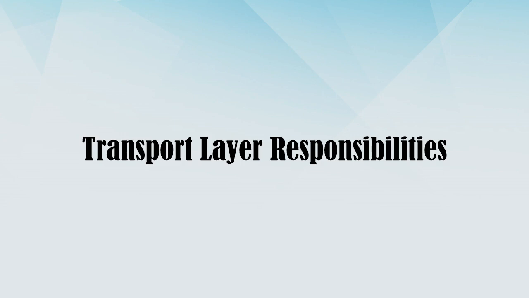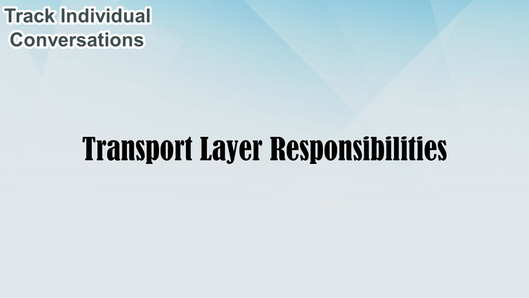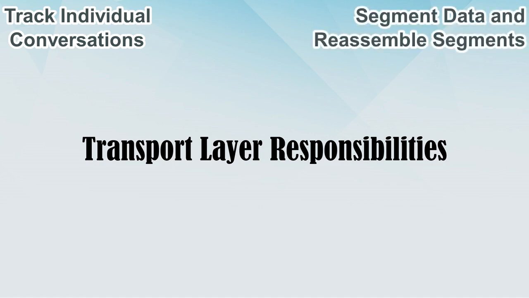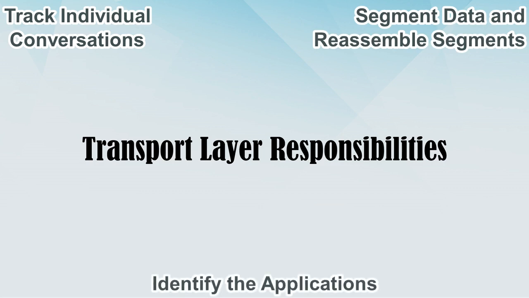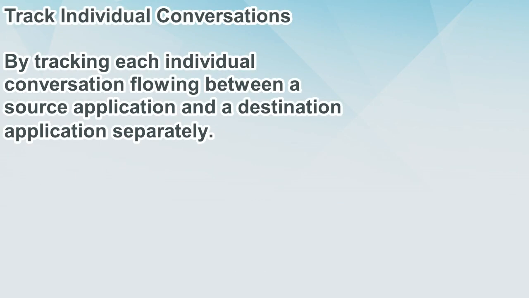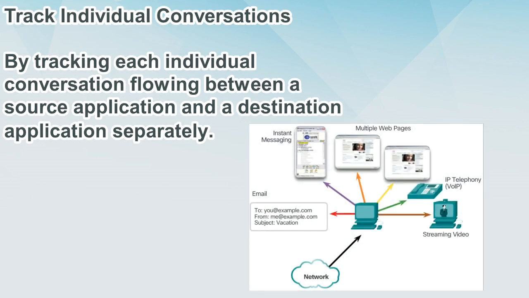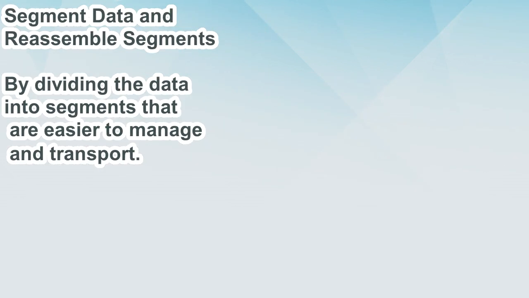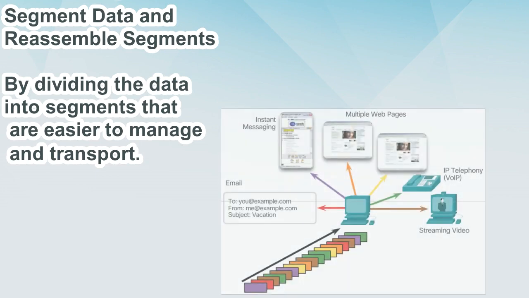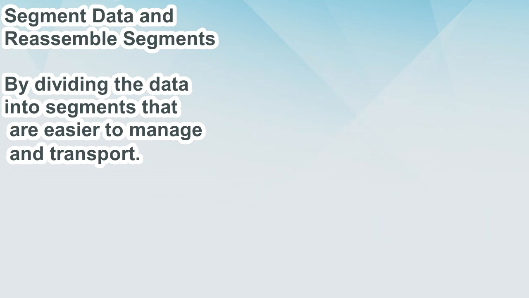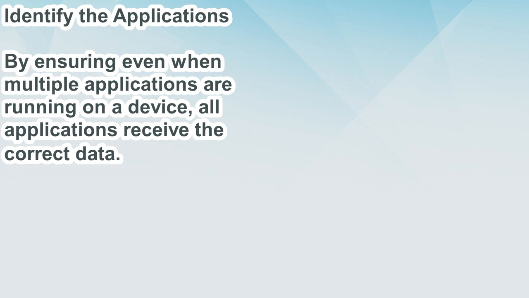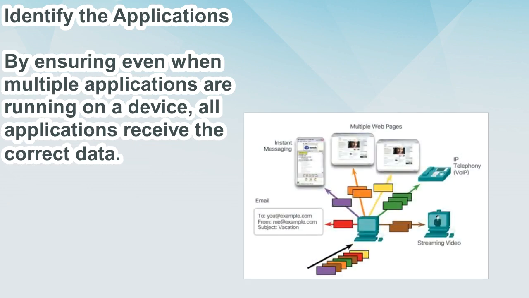Transport layer responsibility terbagi kepada tiga. Yang pertama ialah track individual conversation. Yang kedua, segment data and reassemble segment. Yang ketiga, identify the application. Dalam track individual conversation, kita akan menjejaki setiap perbualan individu yang mengalir di antara source application and destination application separately. Dalam segment data dan reassemble segment pula, dia akan membahagikan data ke segmen yang lebih mudah untuk diurus dan diangkut. Dalam identify the application, dia akan memastikan setiap aplikasi akan menerima data yang betul.